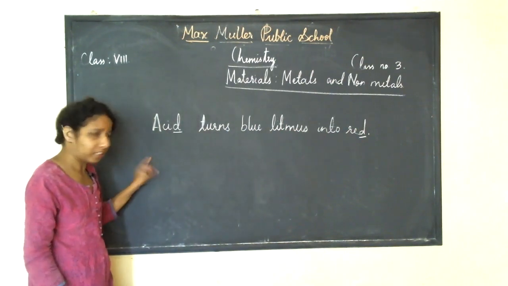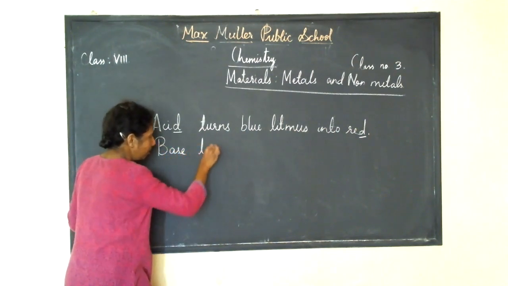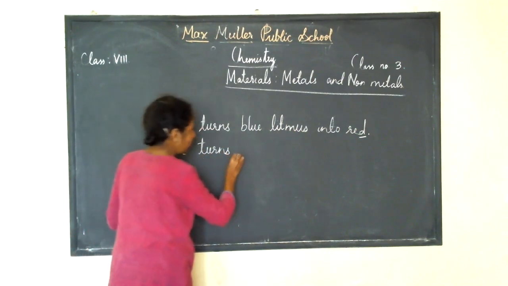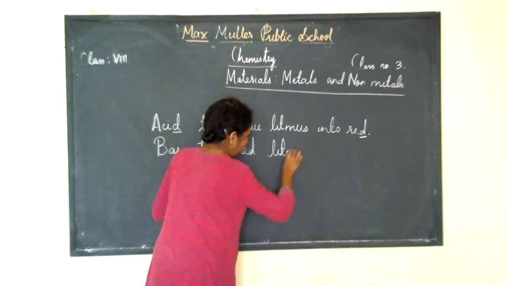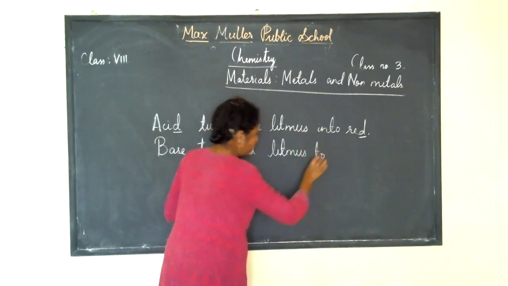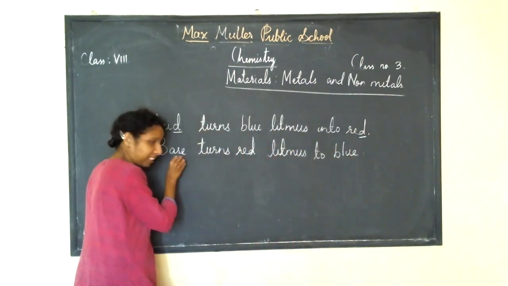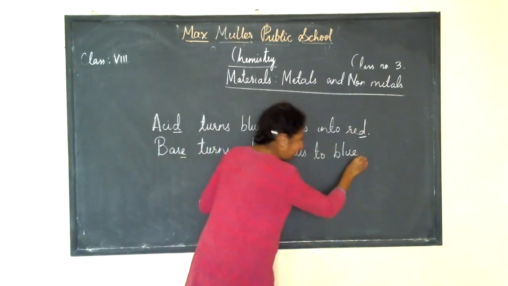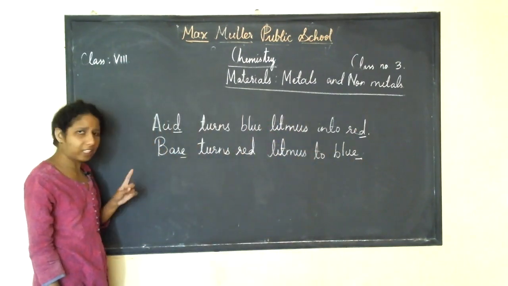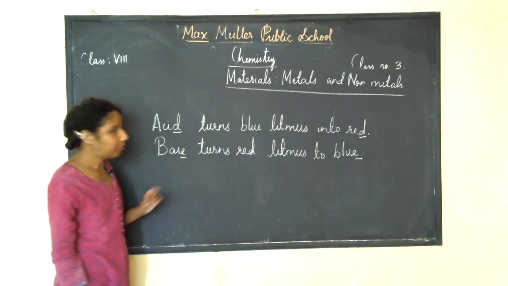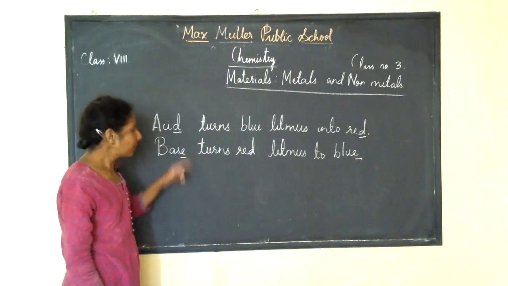This one you should remember. Base turns red litmus to blue. Base, E. Copy down this. Whatever I am writing on the board, you should take down in your rough note, which you keep separate for chemistry and bio. Did you people understand this?